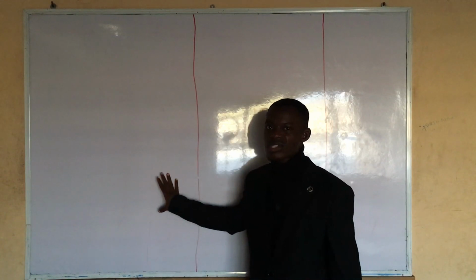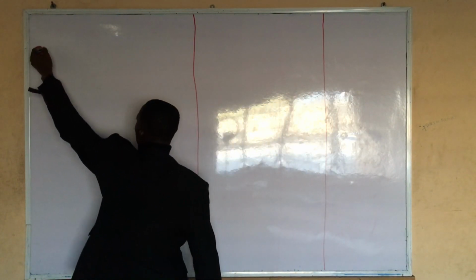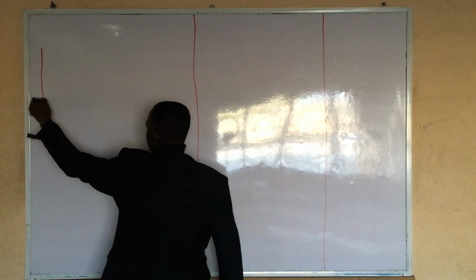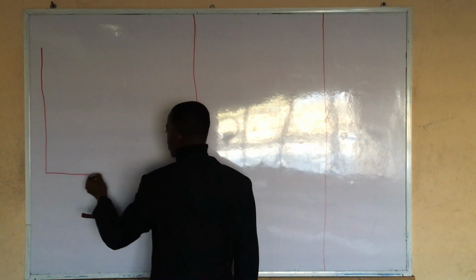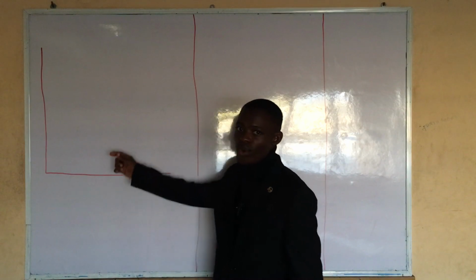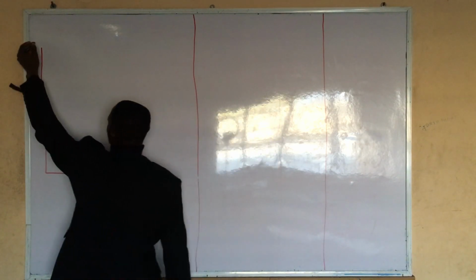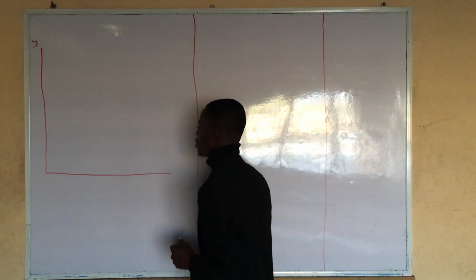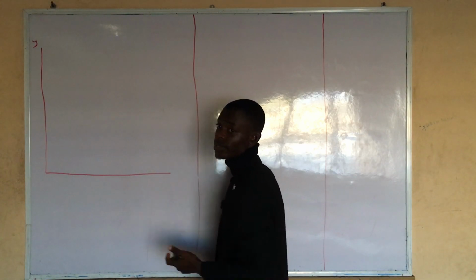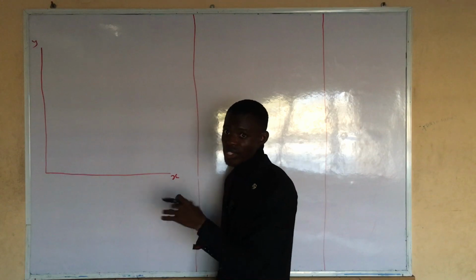Let's begin by considering a coordinate plane. You already know what a coordinate plane is as a two-dimensional plane. We know that all the way upward is our y-axis and all the way to the right or to the left is our x-axis. When it goes to the left, it's negative.